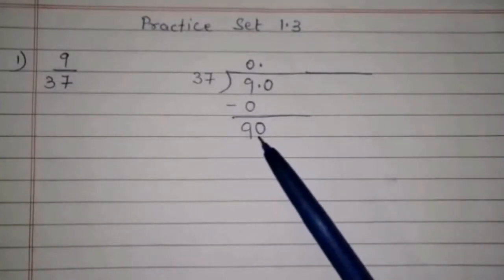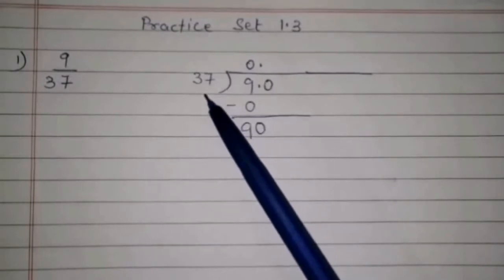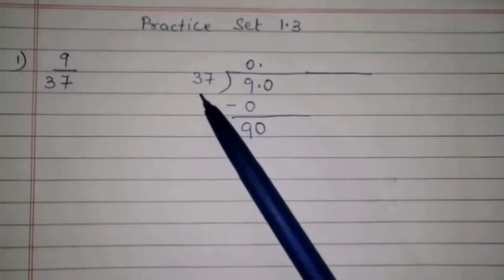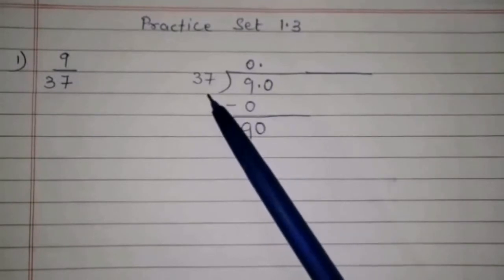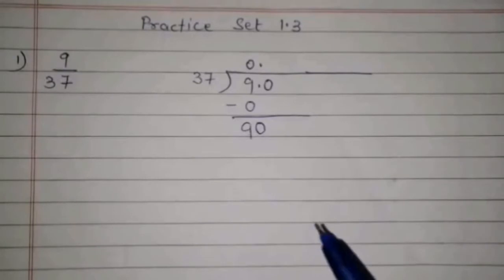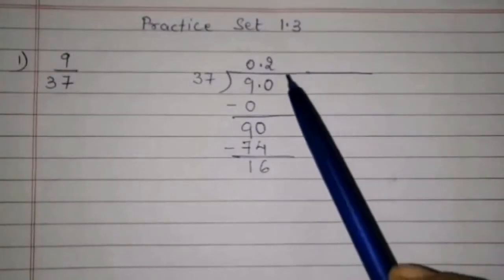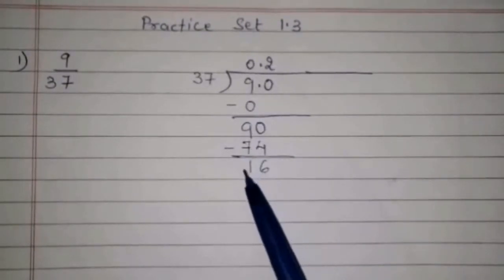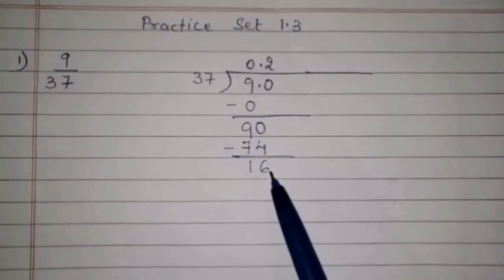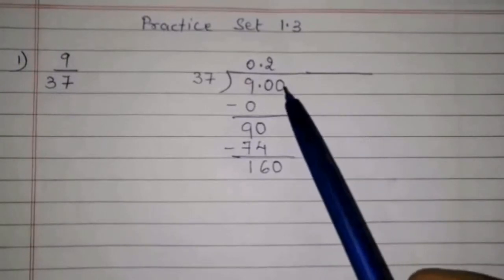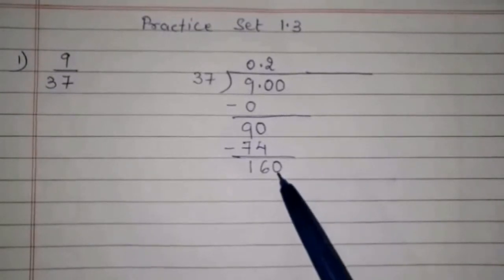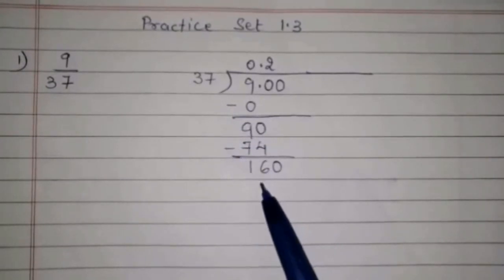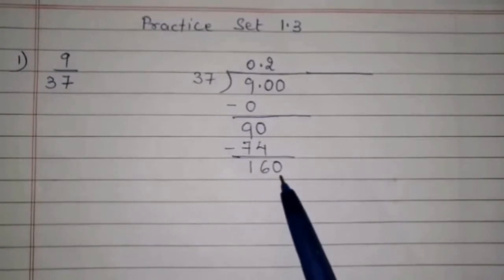So we get 90, which we have to divide by 37. So we can divide this 90 by 37. The quotient we will get is 2. So quotient becomes 2, and 37 twos are 74. Subtract, we get 16. Now to divide further, we will put one more 0 here and we copy that 0 over here. Now 37 will go 4 times in 160.